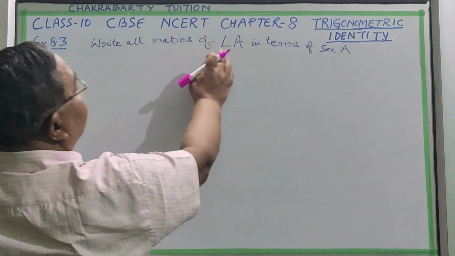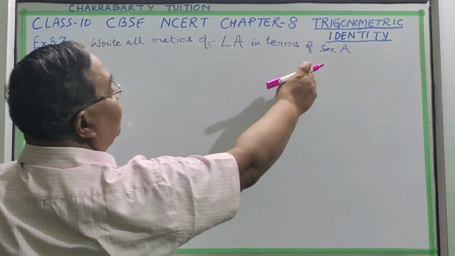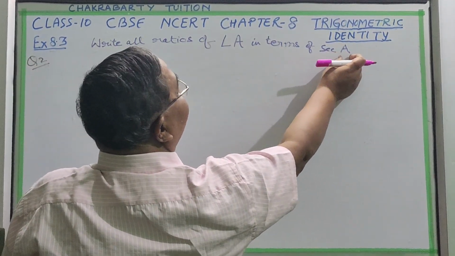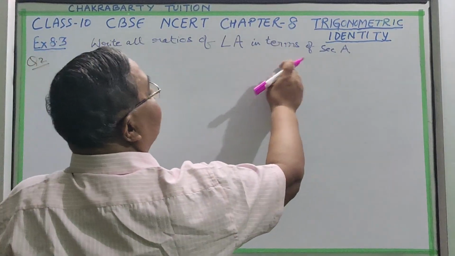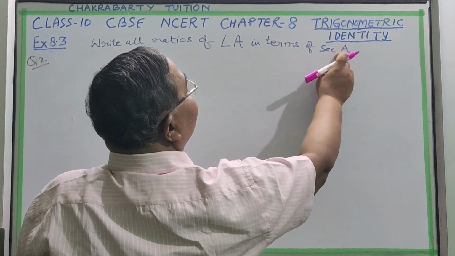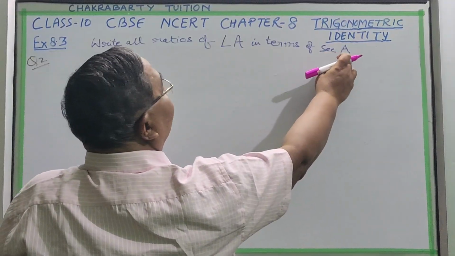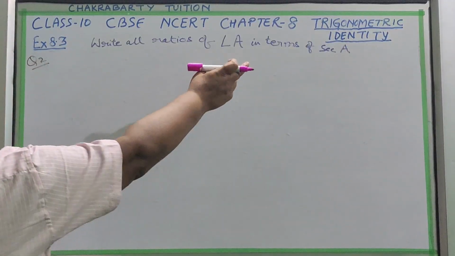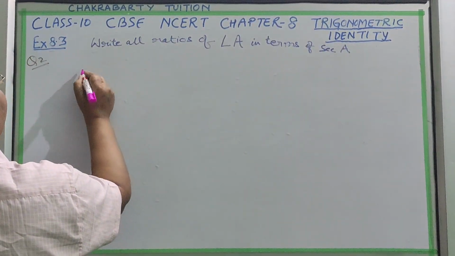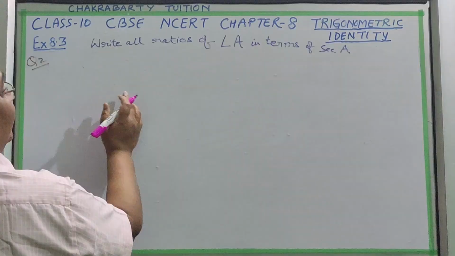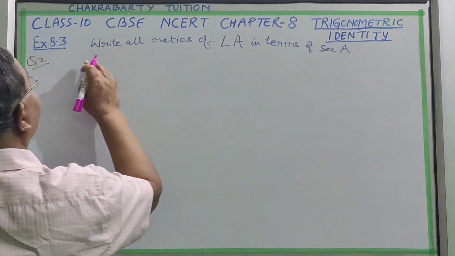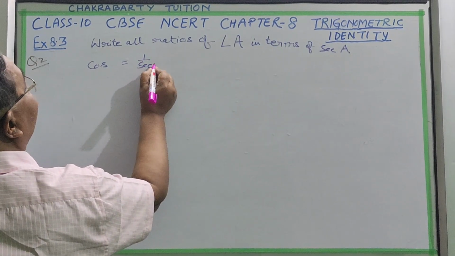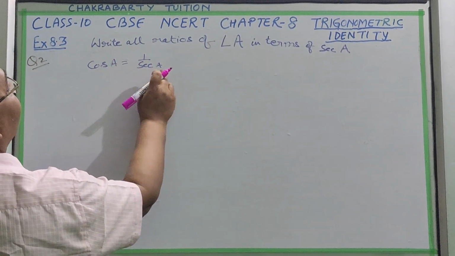Question number 2: write all ratios of angle A in terms of sec A. Suppose anywhere I am not writing sec A or sec theta, you presume that A is there, because just to save time I sometimes miss it. Anywhere we are writing sec, A is always there in all the questions. Okay. So now we have to find 6 ratios. Means we have to find sine, cos and all that. So first, sec is the opposite of cos. So cos we can write as 1 upon sec A. So everywhere you have to write A.